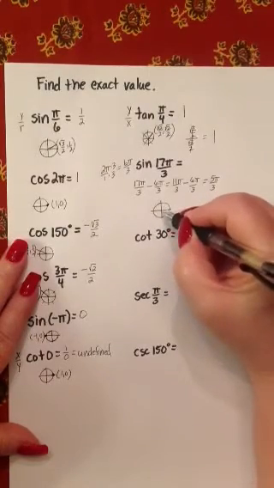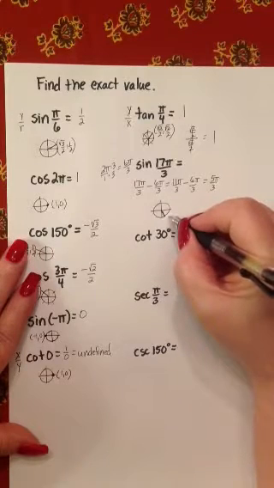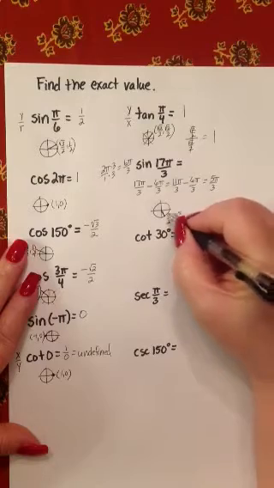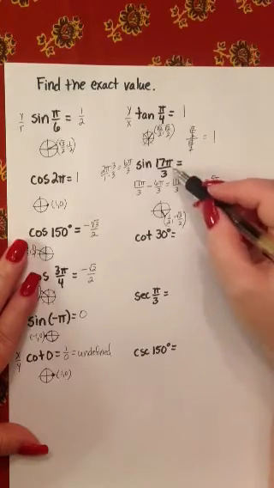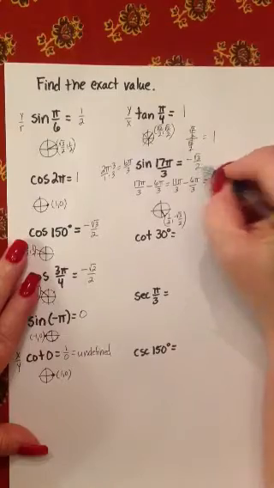5 pi over 3 is down here, right here. The coordinate there is you go over 1/2, down square root of 3 over 2. Sine is the y coordinate, so my answer is negative square root of 3 over 2.